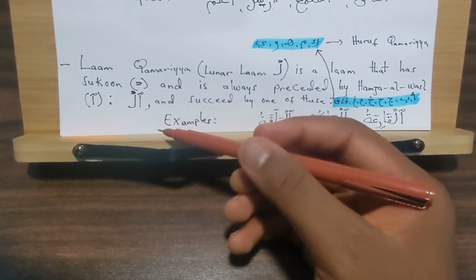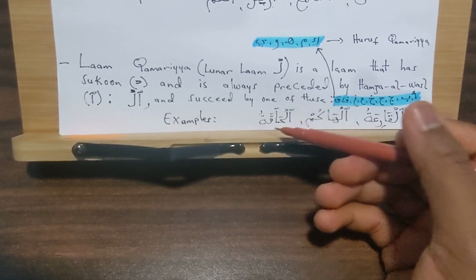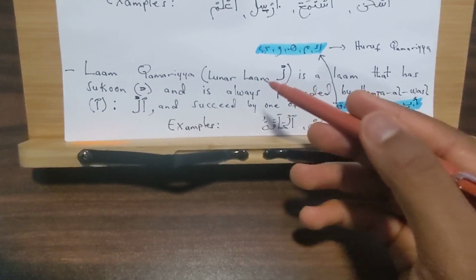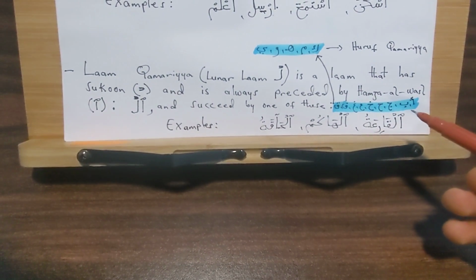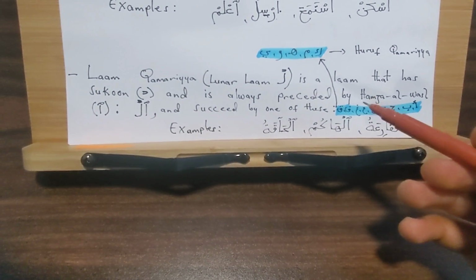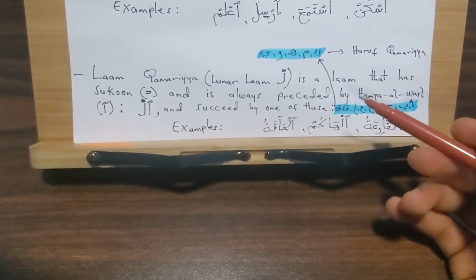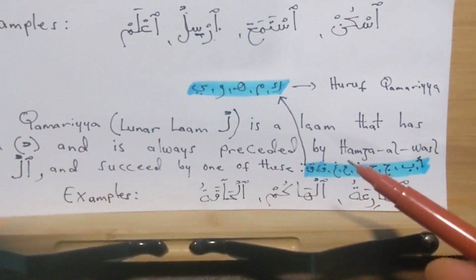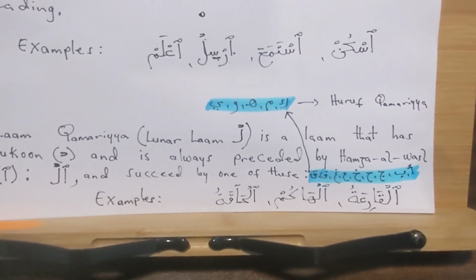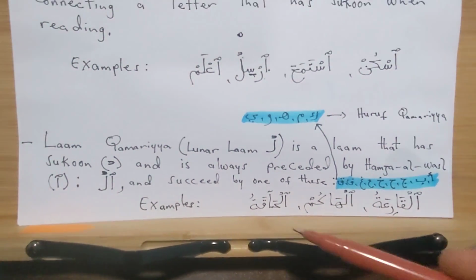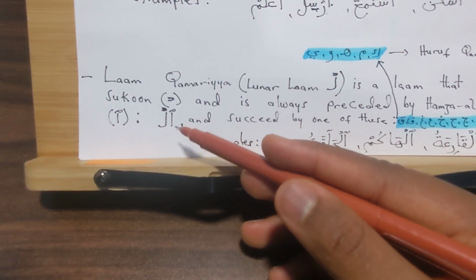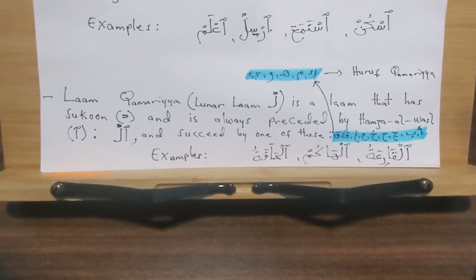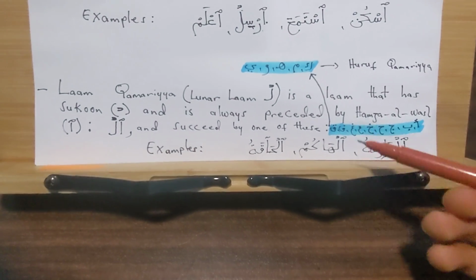And the Laam al-Qamariyya is succeeded by one of these letters. The letter that comes after the Lam al-Qamariyya is one of these 14 letters that are highlighted in the blue color. These letters are called the Huruf Qamariyya, meaning the lunar letters. So you have Hamzatul Wasl, then the Lam al-Qamariyya, and one of the Huruf al-Qamariyya.